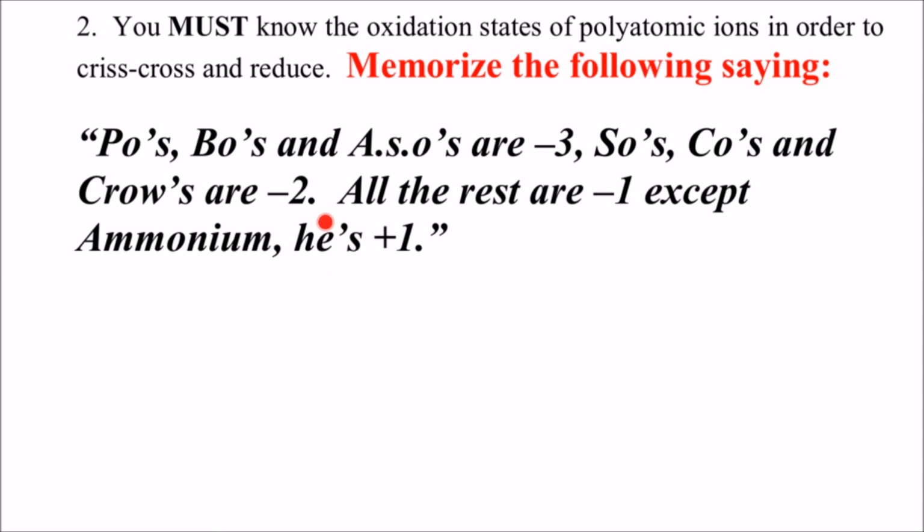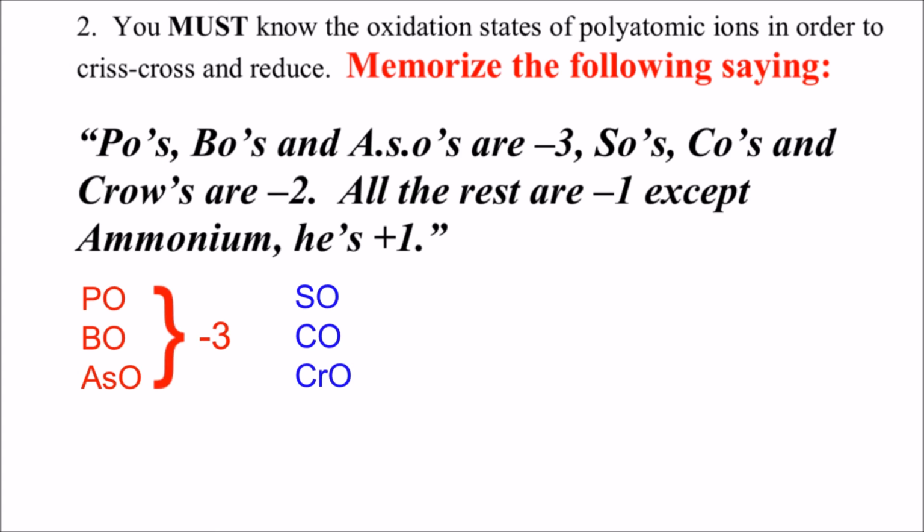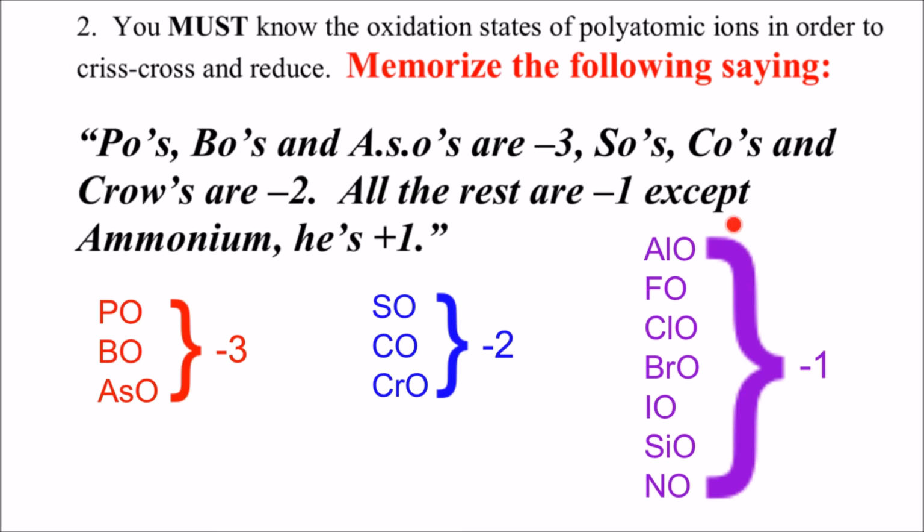Or if you prefer, she's +1. Okay, let's talk about what that means. POs, BOs, and AsOs. That is phosphorus paired up with oxygen, boron paired up with oxygen, or arsenic paired up with oxygen. And then the next ones, SOs, COs, and CrOs, are sulfur paired up with oxygen, carbon paired up with oxygen, and chromium paired up with oxygen. And all the rest are -1.